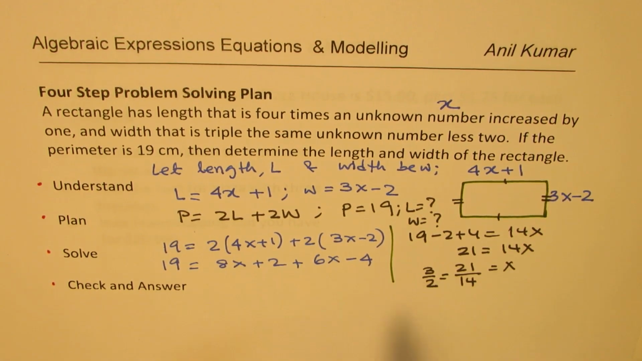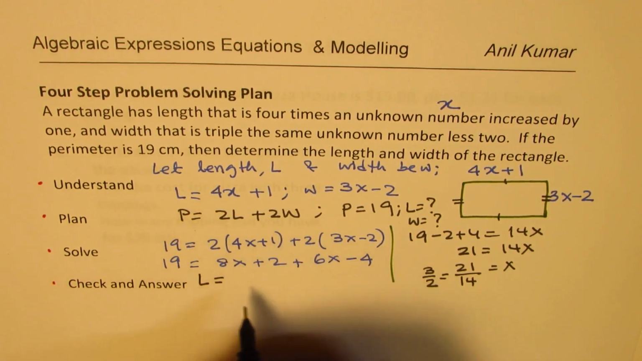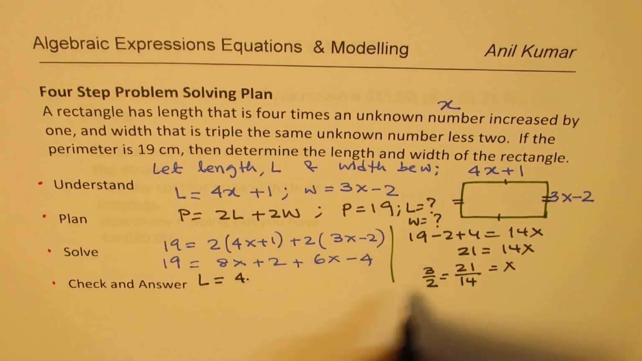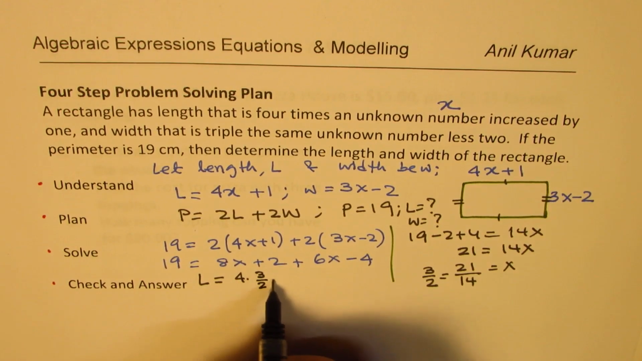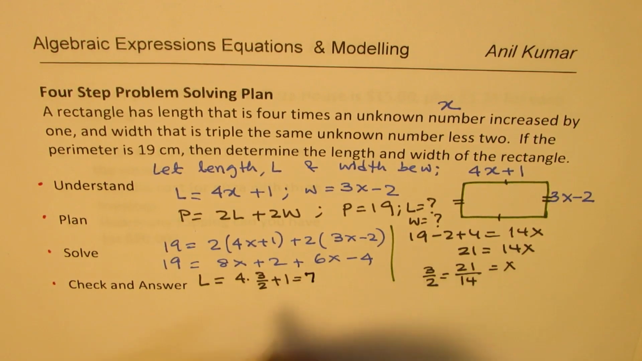If x is 3 over 2, what is our length? So length will be equal to 4 times the value of x, which is 3 over 2, plus 1. So that is to say 4 times 3 is 12, divided by 2 is 6, so we get 7.